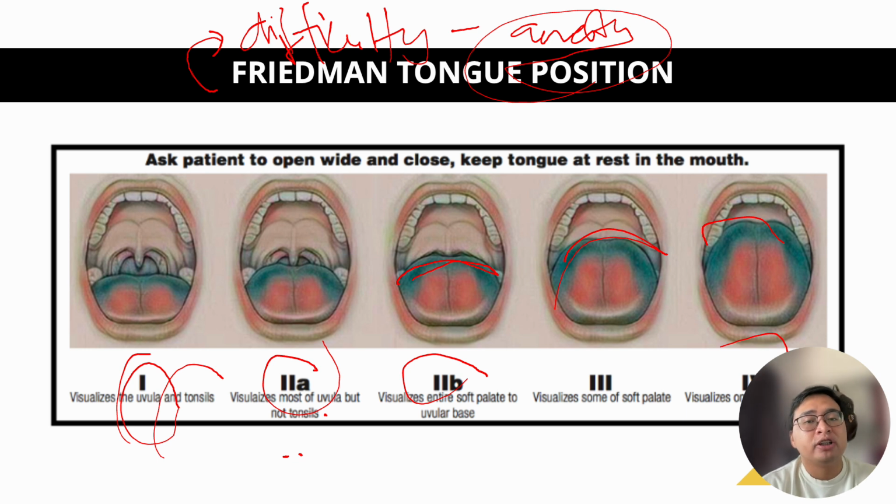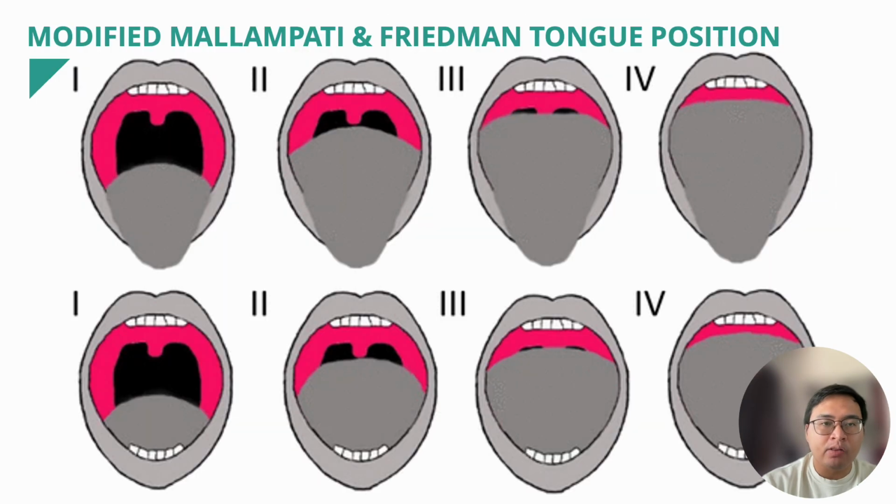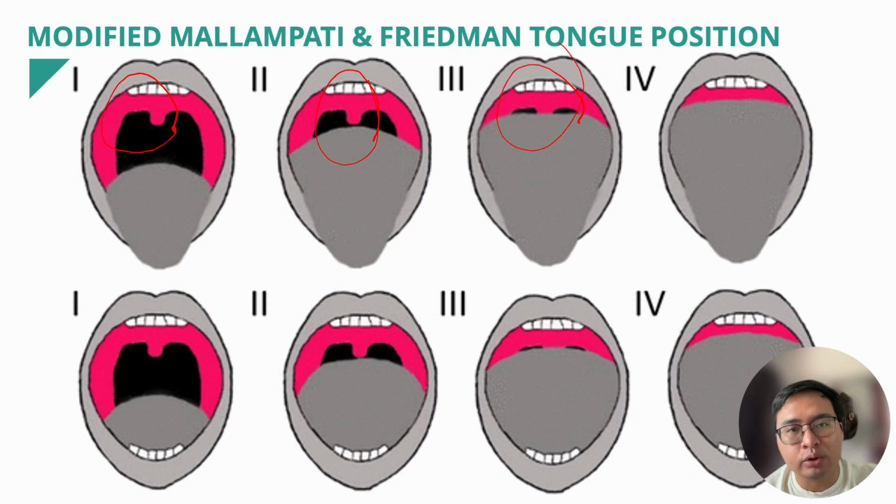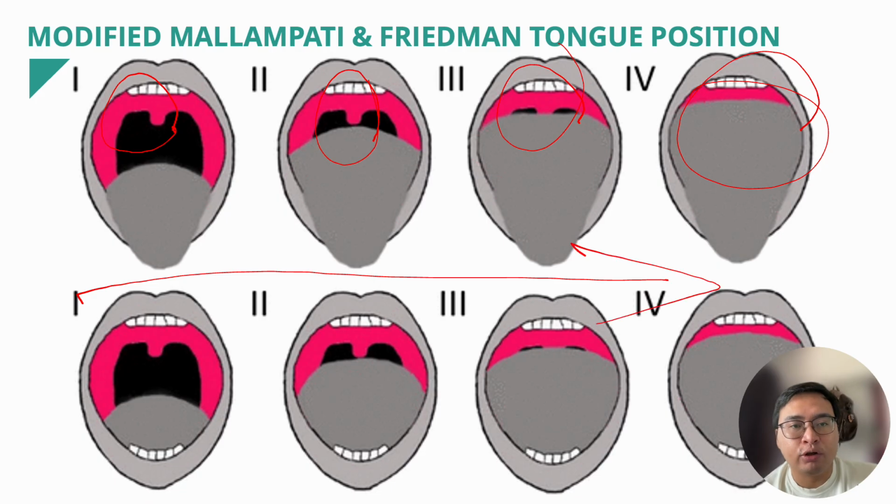So if it's a difficult intubation, then they may ask for help from either their seniors or their consultants. Okay. Aside from the Friedman tongue position, there's another scoring called the modified Malampati. So the difference in the modified Malampati is you ask the patient to stick out their tongue. So again, the scoring is somewhat similar. If you could visualize the whole uvula, 1. If you could visualize most of the uvula, it's 2. If you could visualize the soft palate, it's 3. If you cannot visualize any of those, it's 4. Right? So this is in order of increasing difficulty of intubation.